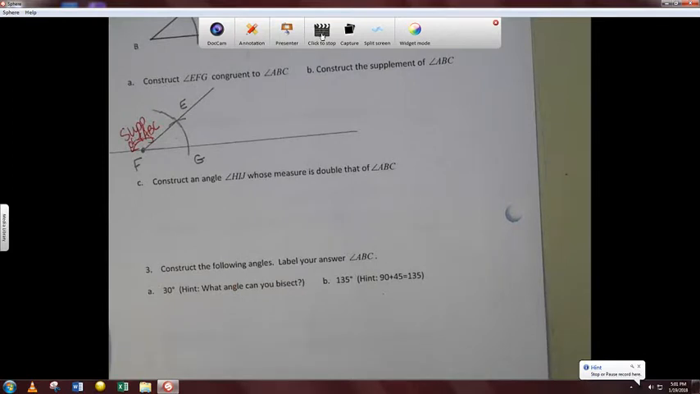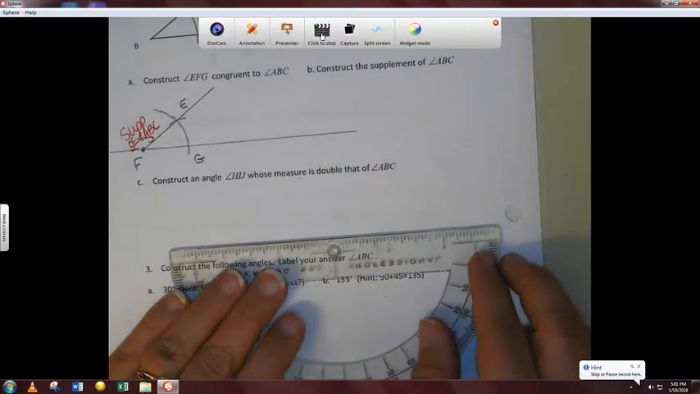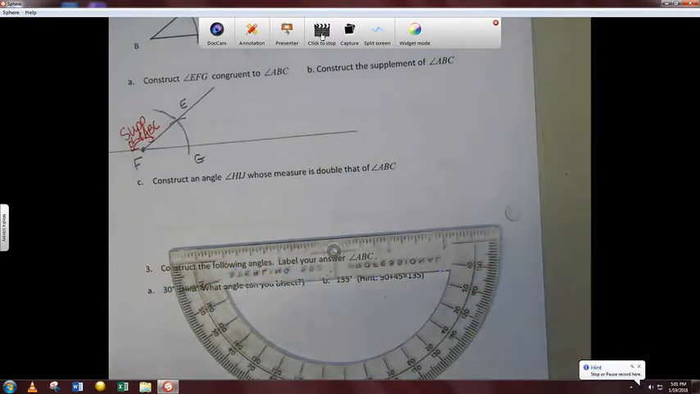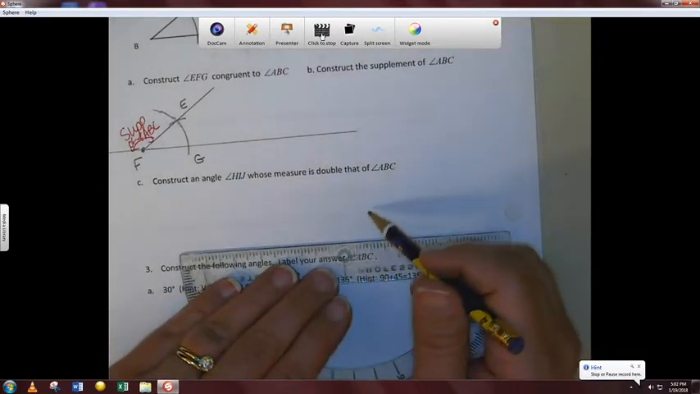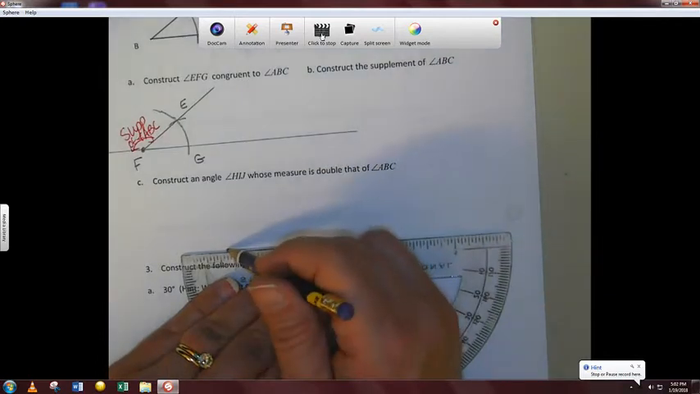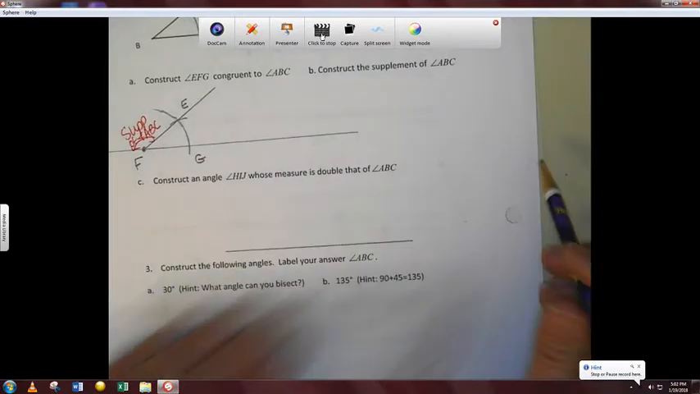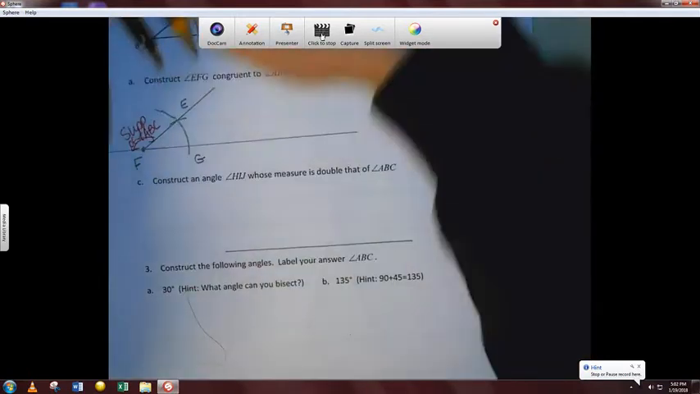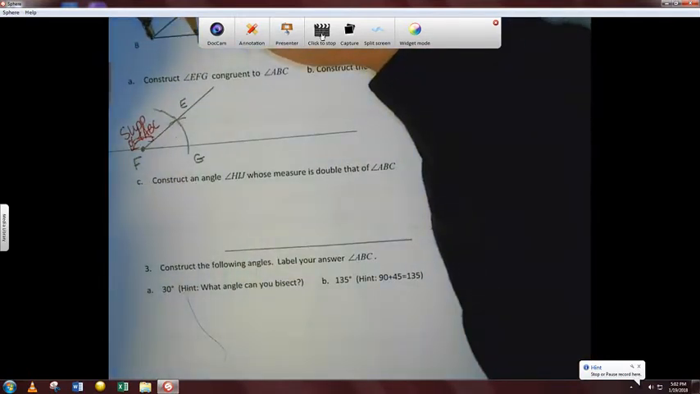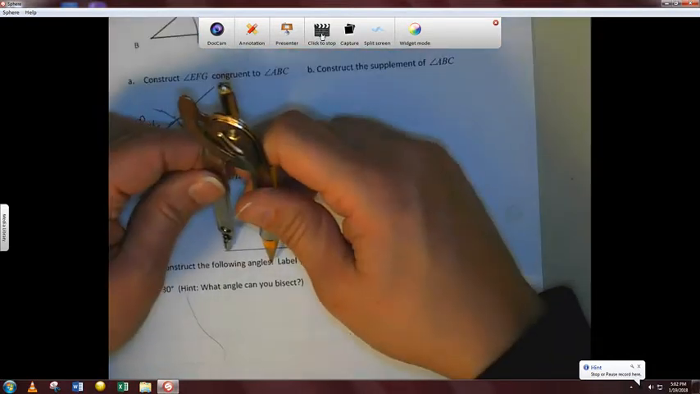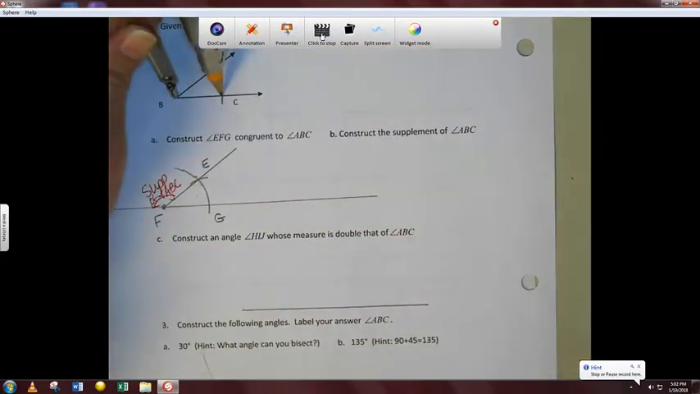Okay. Now in part C, I want to construct an angle HIJ whose measure is double that of angle ABC. So I'm going to copy angle ABC again. And then I'm actually going to do it twice. So, make sure my compass width is the same as before. So I just measured to make sure I have the same arc up here.